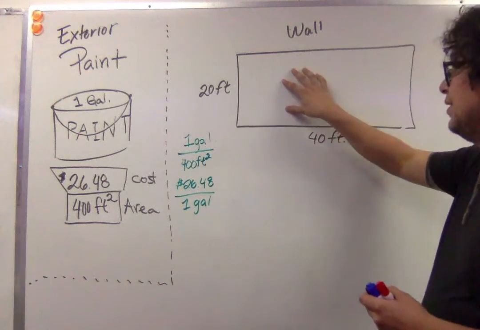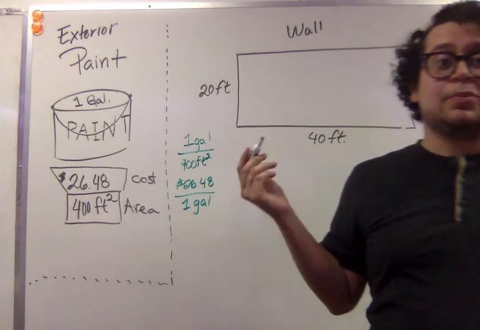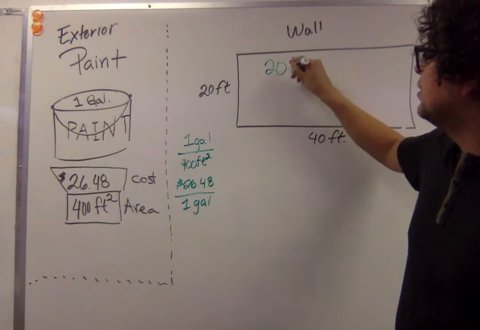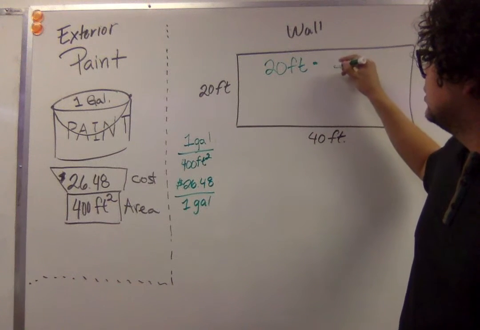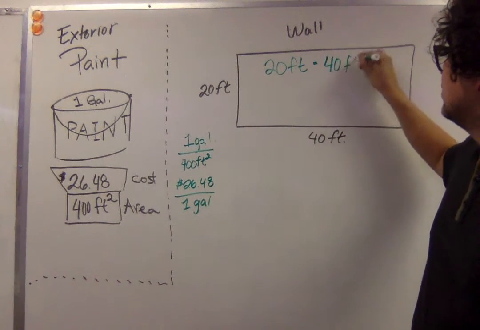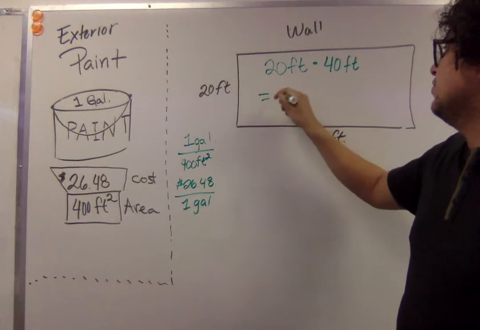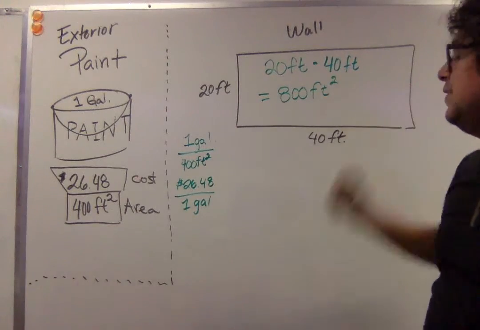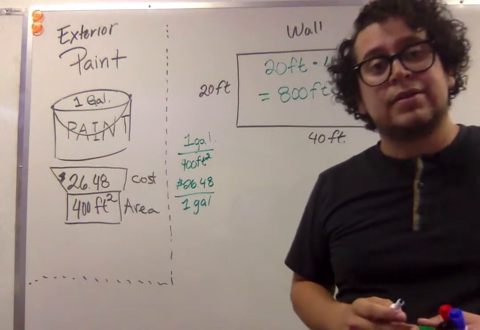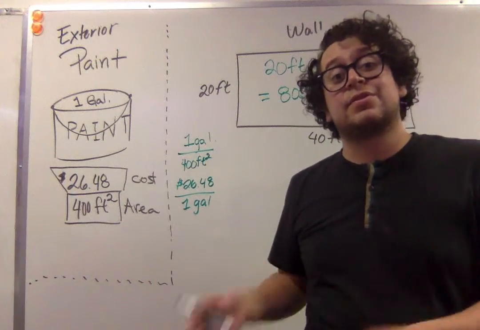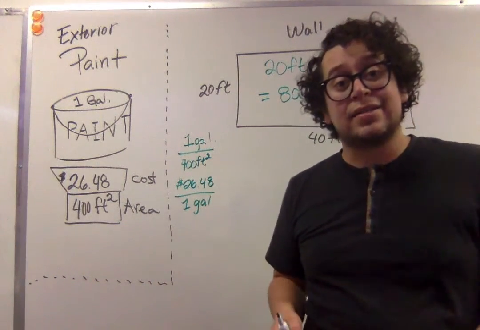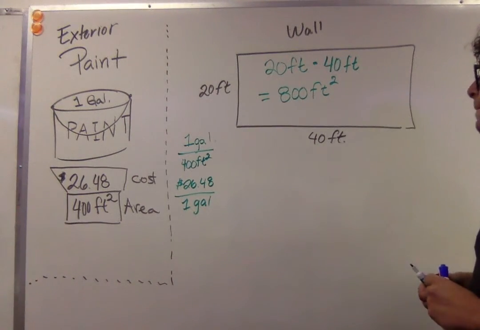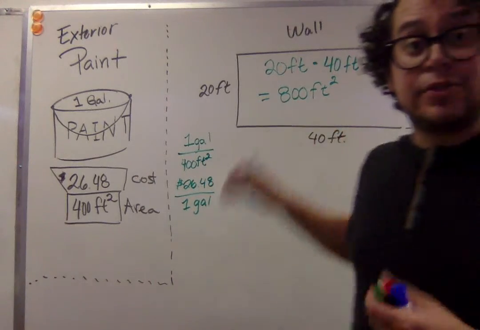So next, I want to find the area of this rectangle, right? Well, let's do it. I'm going to do 20 feet times 40 feet. Well, this is going to give me 800 feet squared. Feet times feet gives me feet squared. Centimeters times centimeters gives me centimeters squared. X times x gives me x squared. Okay, you can do it with anything. So that's my area. So now I know the area of my wall.